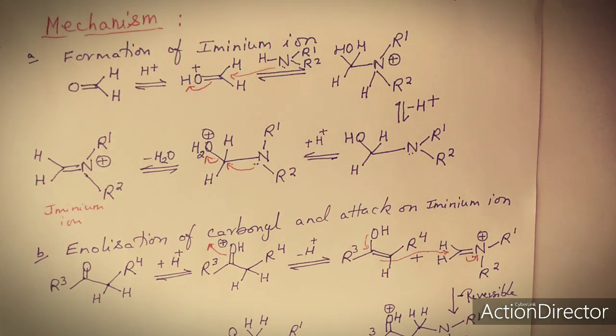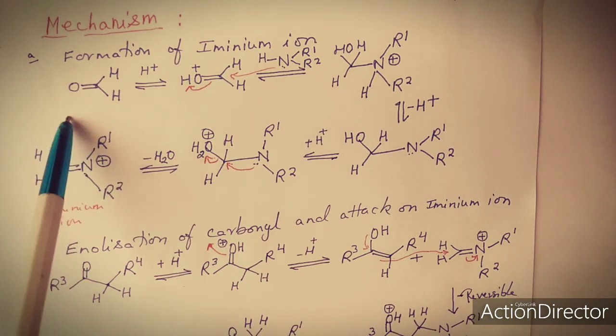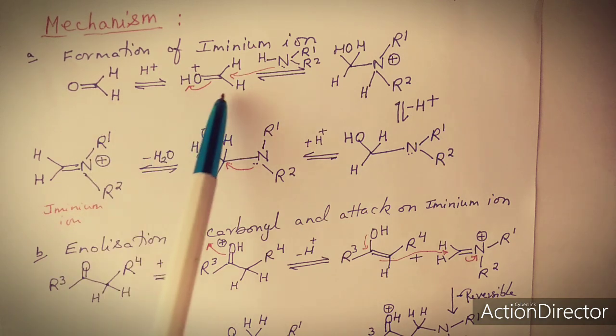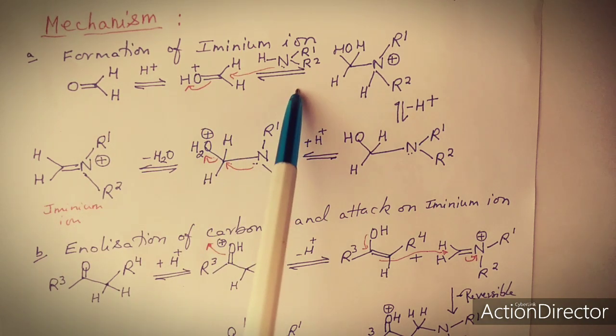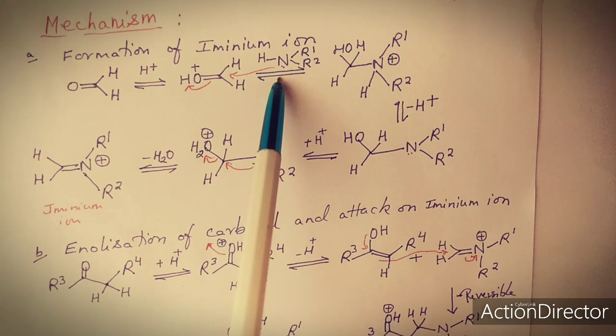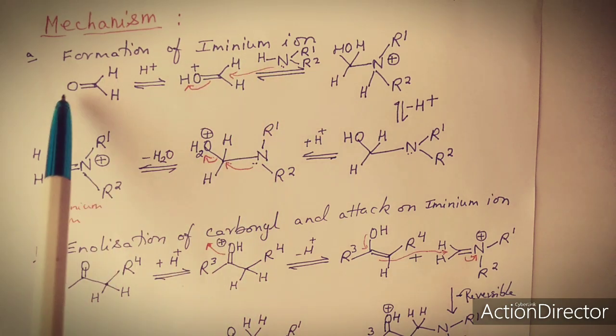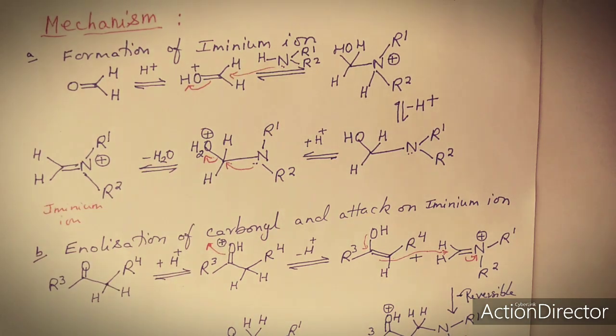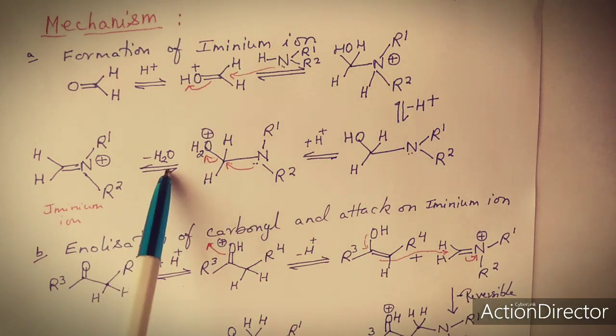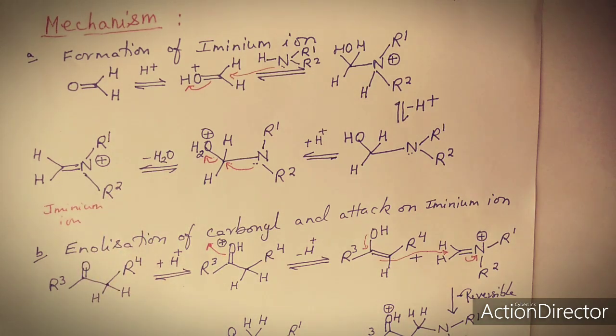The iminium. Many a times it is shown in a short way, and that too is not wrong, but we should know the mechanism. That is shown in HCHO plus this R1R2NH, that is secondary amine. So H here and O here, and another H, minus H2O. So minus H2O, and we get another H from where? Because it's activated by this H positive.